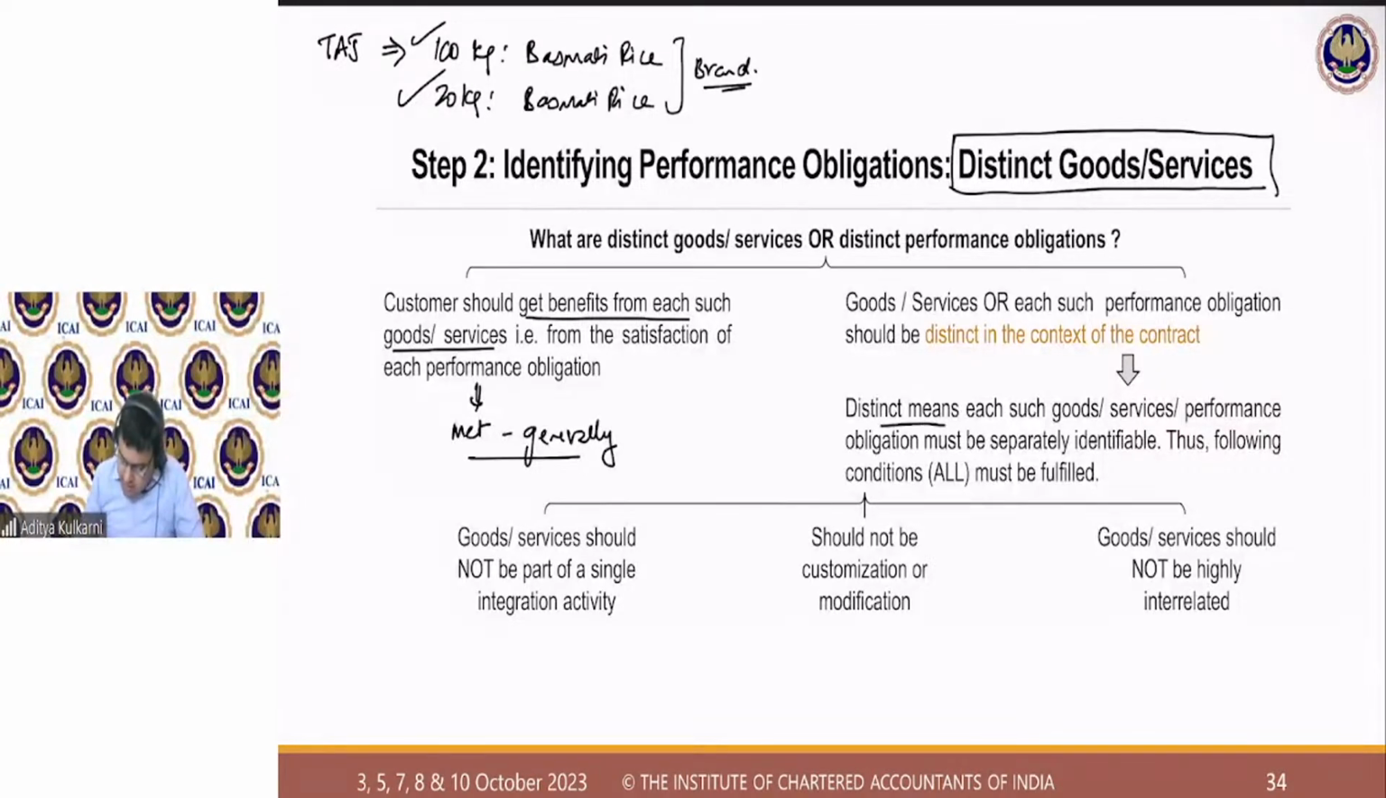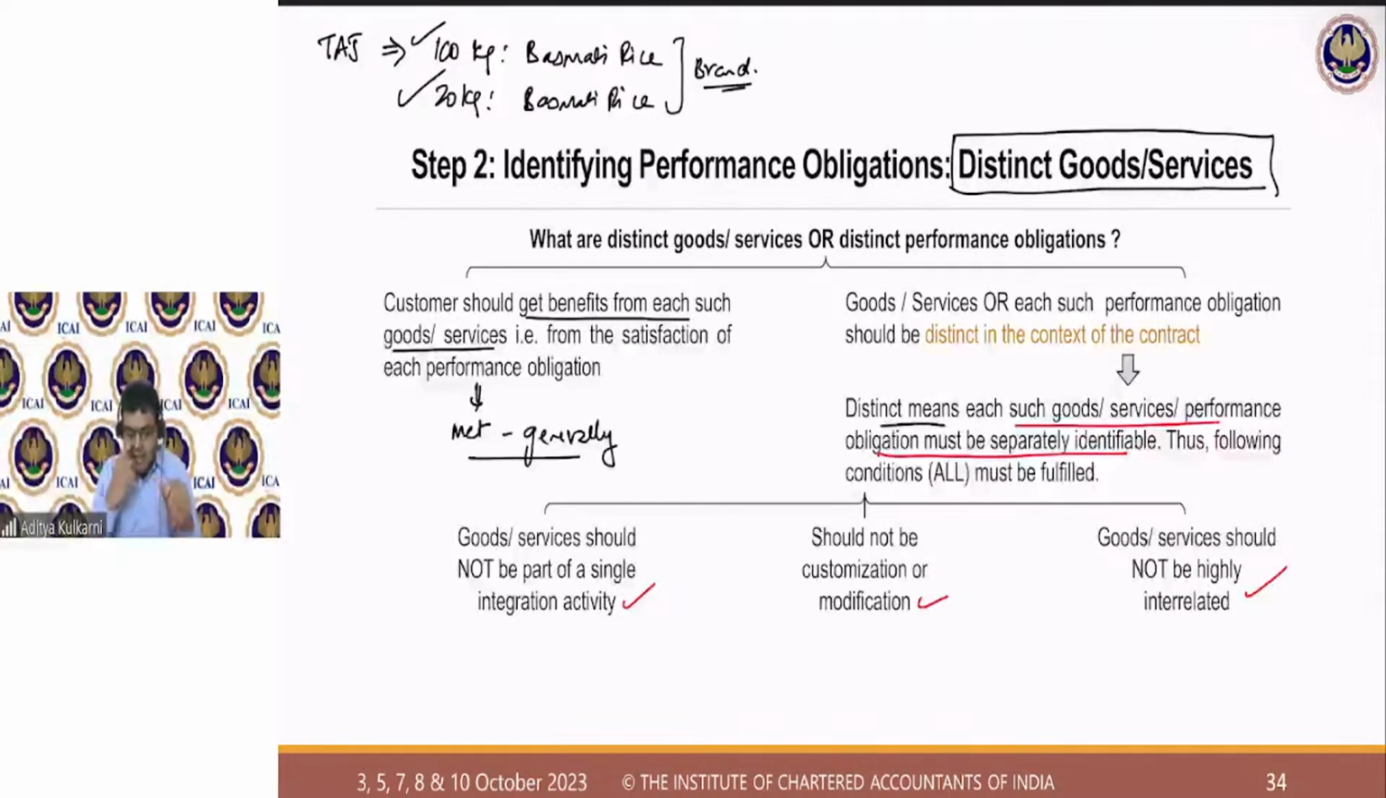Distinct means such goods or services must be separately identifiable. That means all the following conditions must be fulfilled. The goods or services should not be part of a single integration activity. It should not be customization or modification of an existing contract. It should not be highly interrelated. Okay. Now the question is, sir, explain these three conditions with examples.